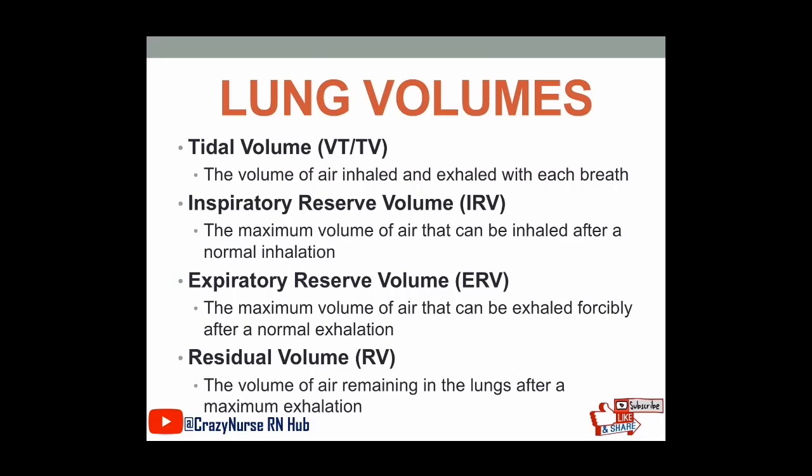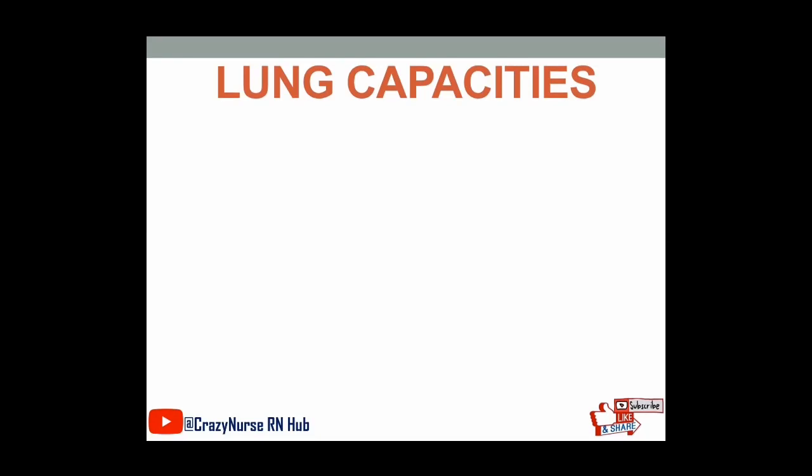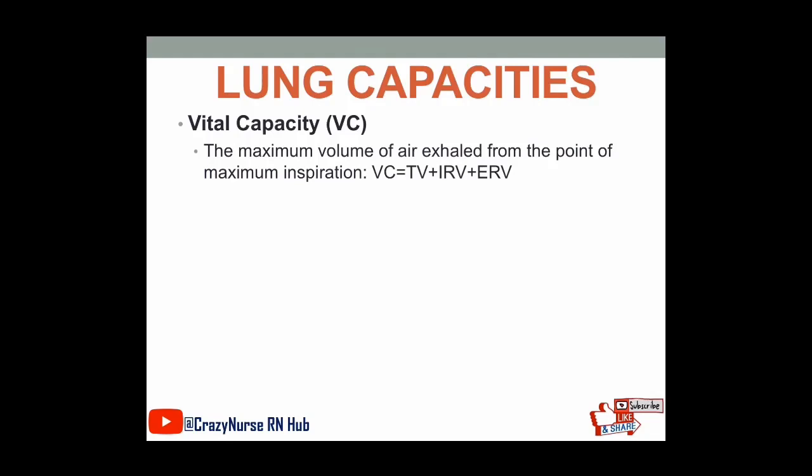We also have your residual volume, or your RV. It is the volume of air remaining in the lungs after a maximum exhalation. Residual volume may be increased with obstructive disease. So these are the categories under your lung volumes. We have here now the lung capacities. For your lung capacities, these are categorized into, first, vital capacity, or VC.